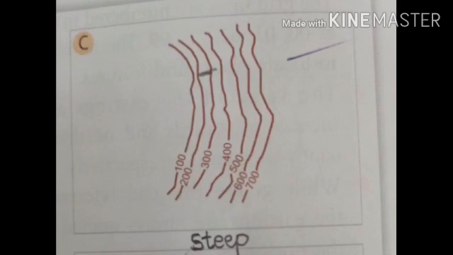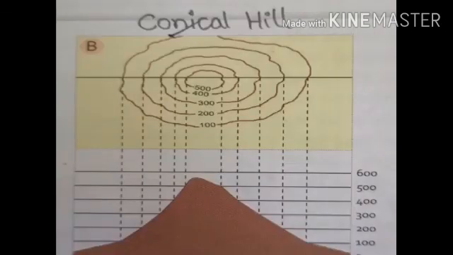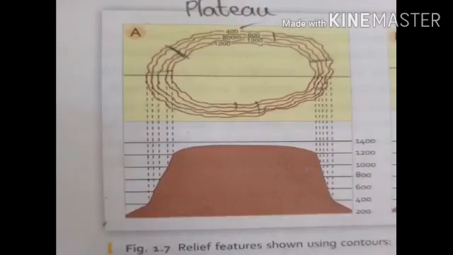Children, now we identify the relief features. For example, a conical hill rises almost uniformly from the surrounding land, so it is shown by almost concentric contours. A plateau is a flat topped highland which rises abruptly from the adjoining place. The top of the plateau is usually without contours, and the edges are shown by closely spaced contours.